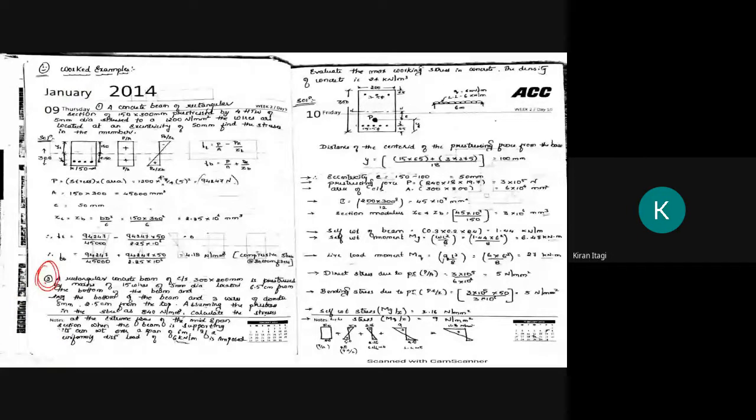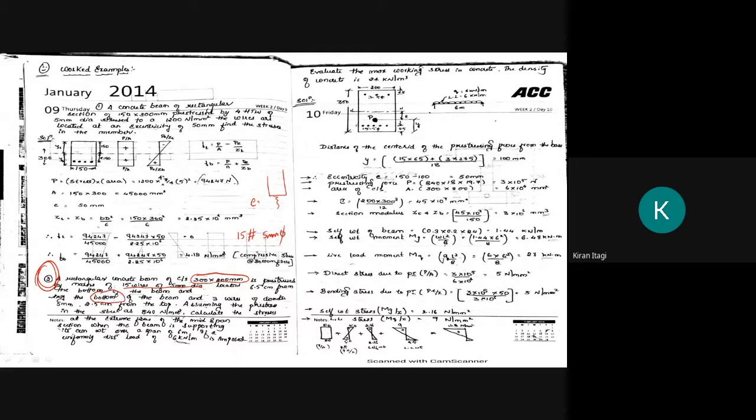Now we will go for the second type of numerical, that is a rectangular concrete beam of cross section 300 by 200 is pre-stressed by means of 15 wires of 5 mm diameter. Okay, how much? 15 numbers of 5 mm diameter, and located 6.5 centimeter from the bottom of the beam. So instead of giving E directly, he has given the location from the bottom.